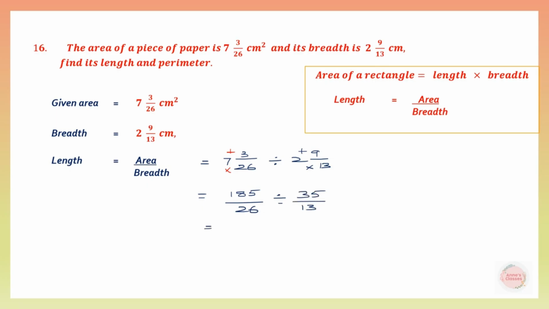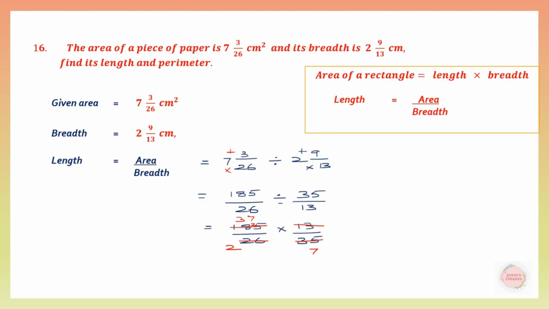So this will be 185 by 26 into 13 by 35. Now we can cancel 13 and 26. 13 ones are 13. 13 twos are 26. Now we can cancel 35 and 185 by 5. 5 sevens are 35. Now here let's take 185. 5 threes are 15, 16, 17, 18. We have 3 there, so that becomes 37. So 37 is our numerator here.